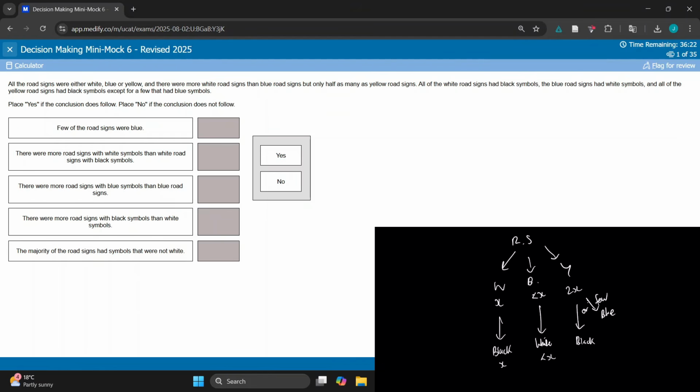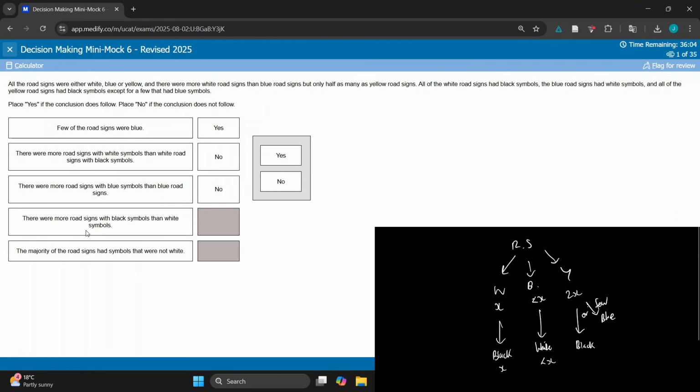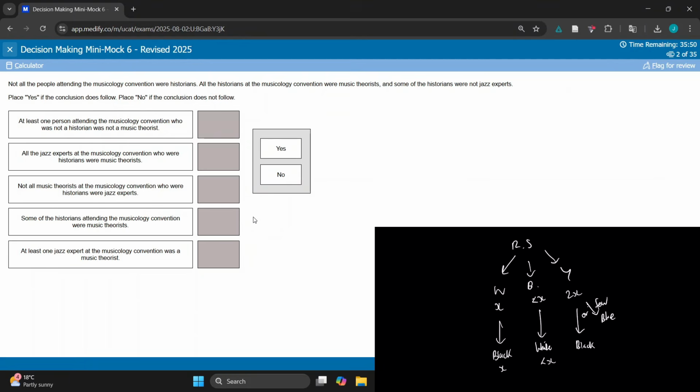So we can't really quantify these in terms of X. So few of the road signs were blue, I would say so. There were more road signs with white symbols than white road signs with black symbols. No, there were more road signs with blue symbols than blue road signs. We don't know that. I don't think we can say the exact numbers between the two. There were more road signs with black symbols than white symbols. I would say yes. The majority of the road signs that had symbols were not white. I would argue yes.